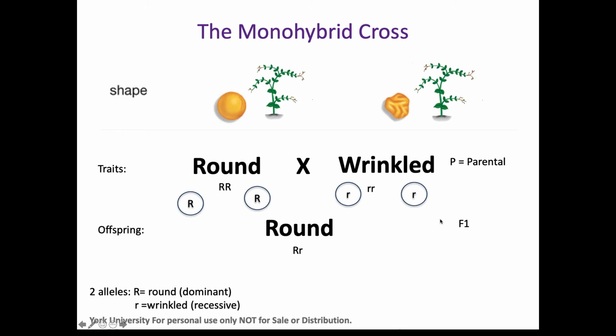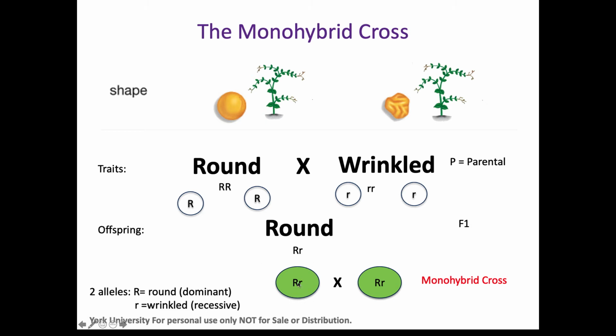Now, what if you cross these F1 hybrids with each other? Again, this is known as the monohybrid cross. Well, during gamete formation, these two alleles, the round and the wrinkled allele in each one of these hybrids, will be segregated so that each gamete receives only one of the two alleles. But what is the mechanism for separating these two alleles during gamete formation? Well, think about that for a minute.